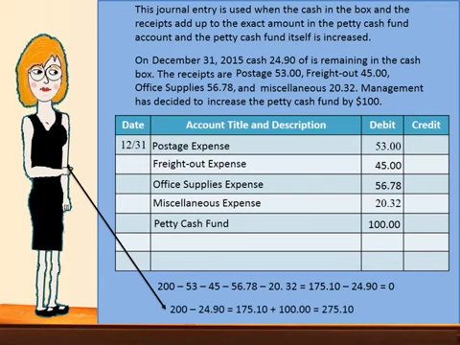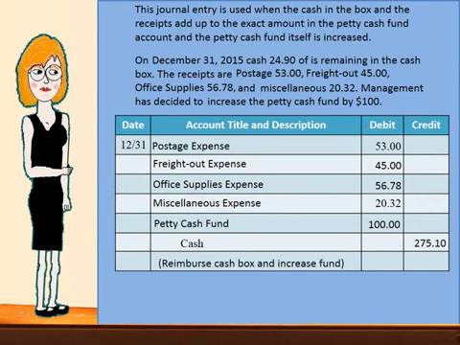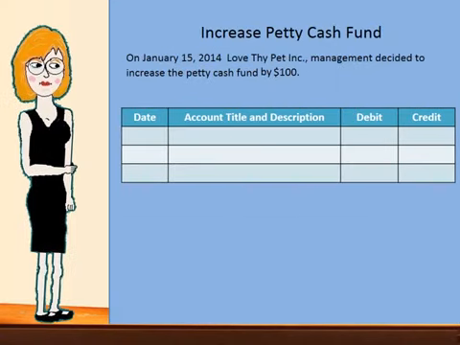and then you're going to add the $100 in order to determine the amount of cash to put in the box. This would increase the petty cash fund. This is the only time you will debit petty cash, is when you either increase the account or open it. And then the explanation, reimburse cash box and increase fund.